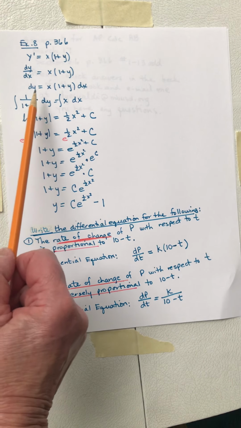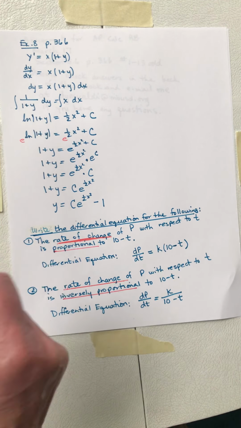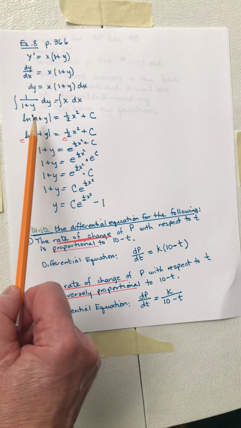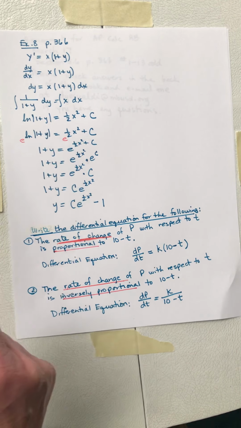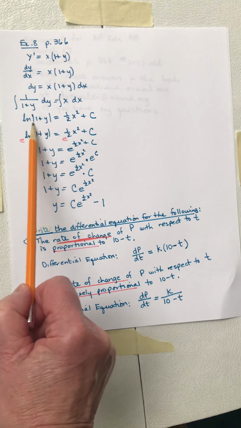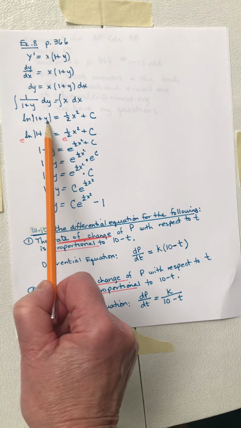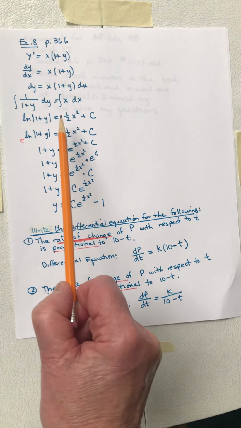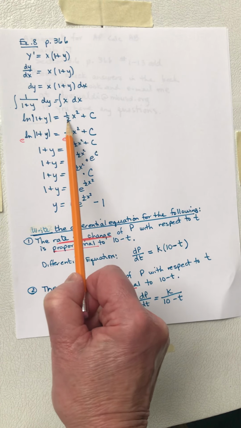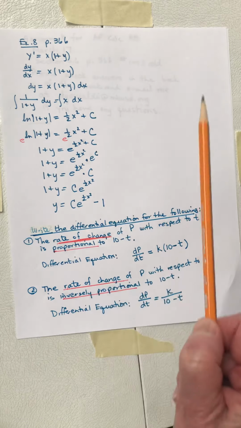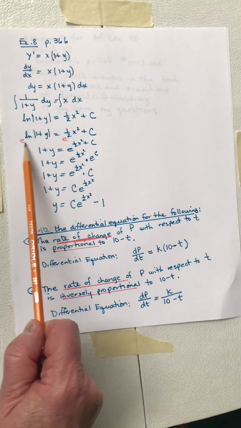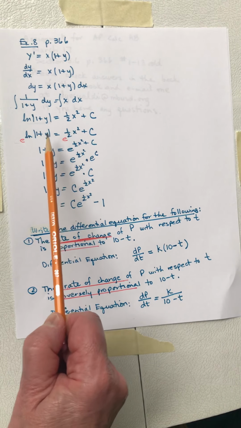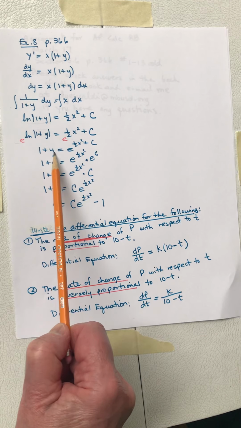The antiderivative of 1 over 1 plus y is the natural log of the absolute value of 1 plus y. I could have done that with a u-du substitution. You could take that on the side. I didn't, but I know you know how to do that. And then I integrate x, which is 1/2 x squared, plus my constant c. I exponentiate both sides so that I can isolate the 1 plus y.